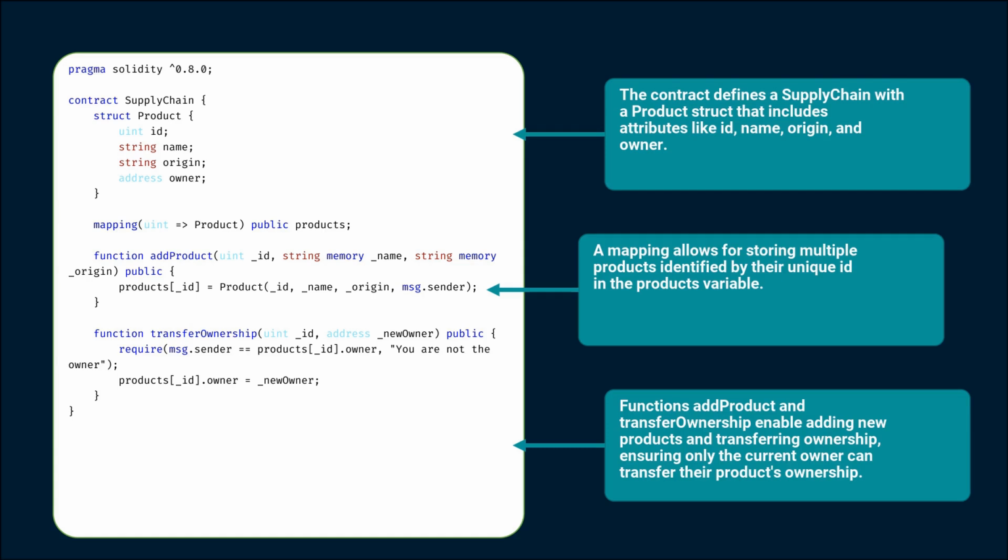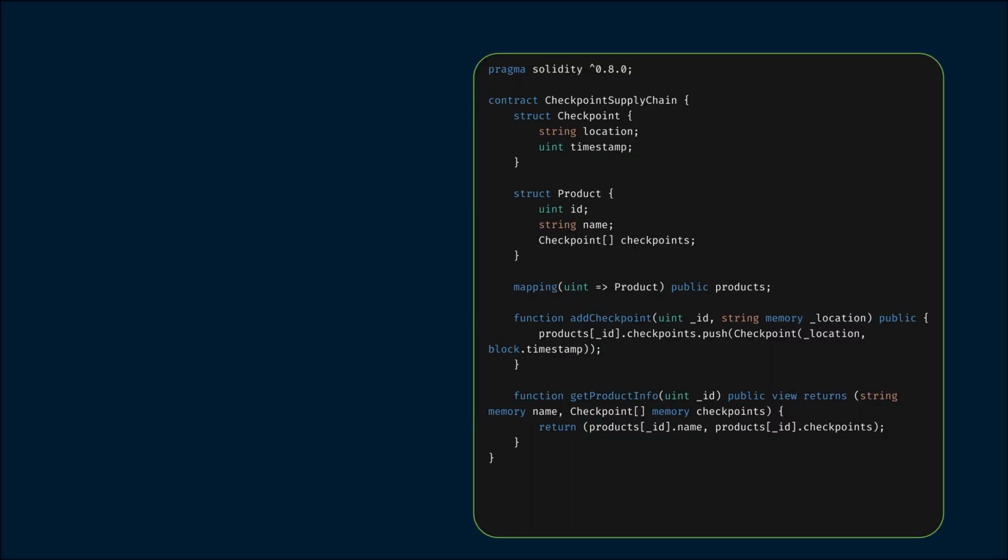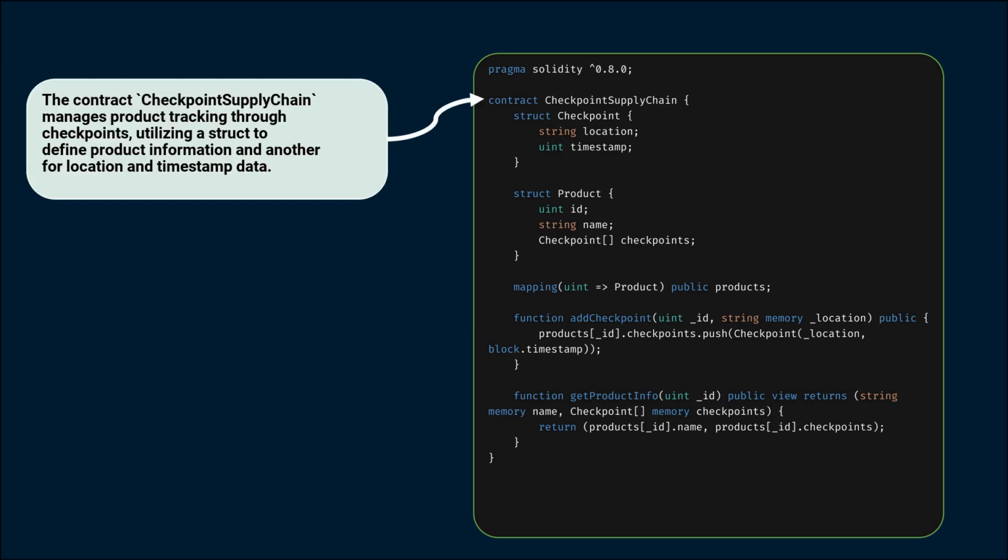By keeping a permanent record of each product's ownership and journey from farm to table, this contract exemplifies how blockchain technology can transform supply chain operations, enhancing trust and ensuring accurate tracking. Next, we will write a smart contract called Checkpoint Supply Chain, designed to improve product tracking within a supply chain by utilizing checkpoints.